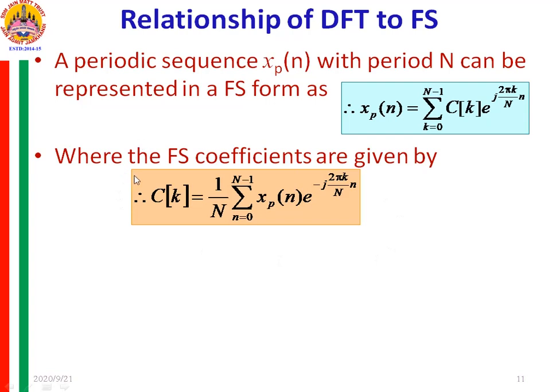This is the DFS equation, and the inverse DFS equation is this. xp of n is equal to summation k from 0 to N minus 1 Ck e raised to j 2 pi k n by capital N. This is to obtain the DFS, and this is to recover the time domain sequence from the DFS coefficients or Fourier series coefficients. Okay.